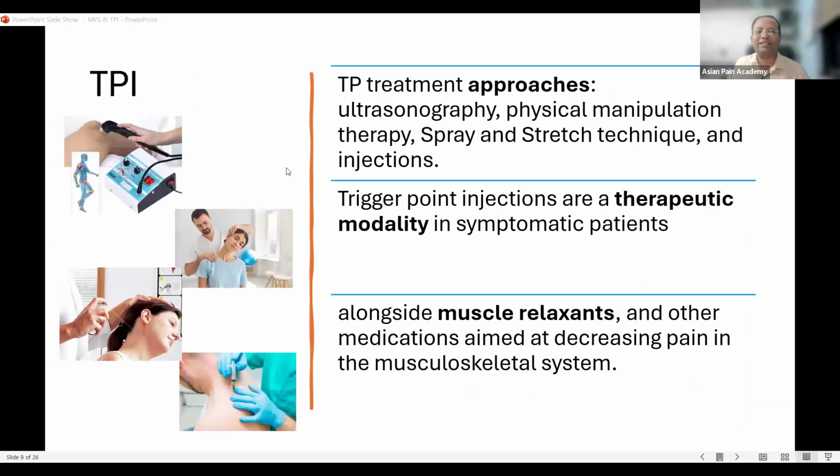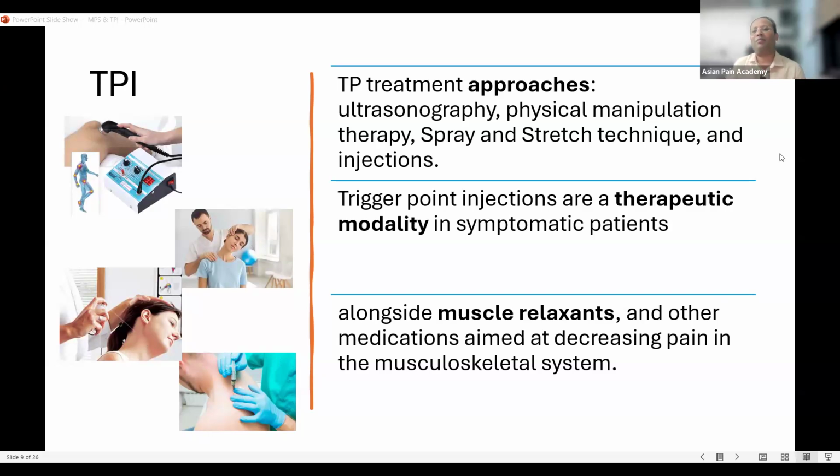Then trigger point injection is the treatment. Before trigger point injection, there are multiple treatments, as I told you, because this is treated by different specialties. If a patient goes to physiotherapy, they will go for UST first, ultrasonic therapy. If a patient goes to occupational therapy, they will go for manipulation, manual therapy. There is also spray and stretch, which physiotherapy also practices. And if they come to us, then of course we will go for trigger point injection.